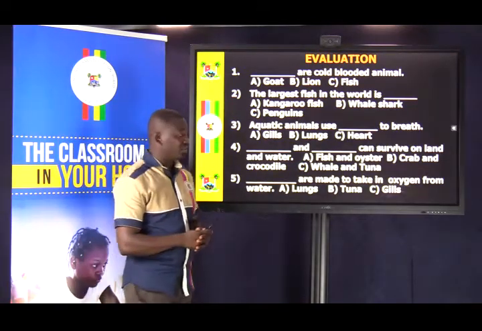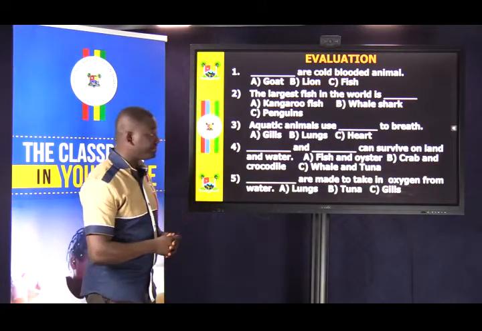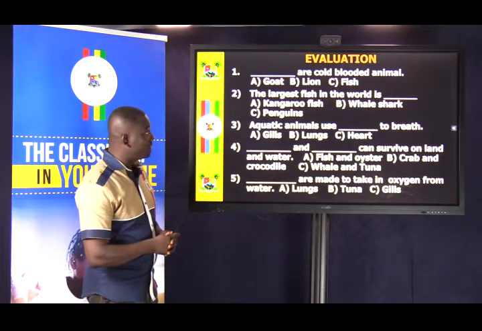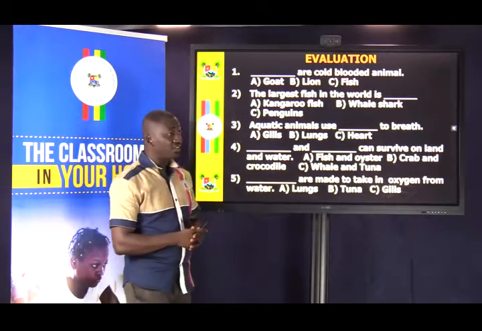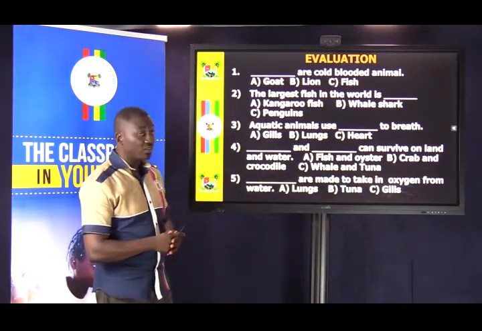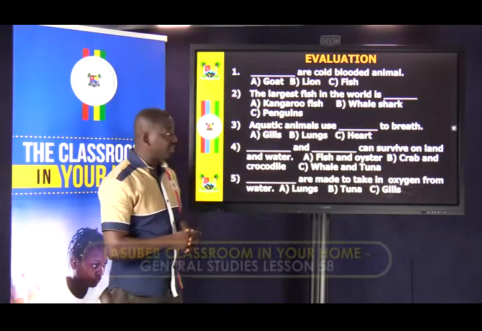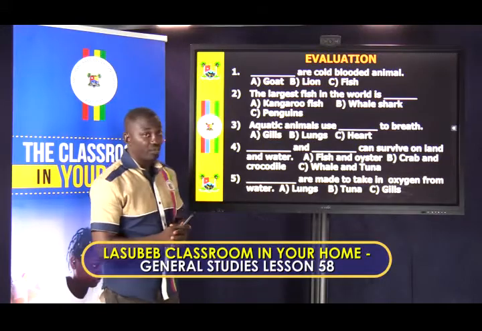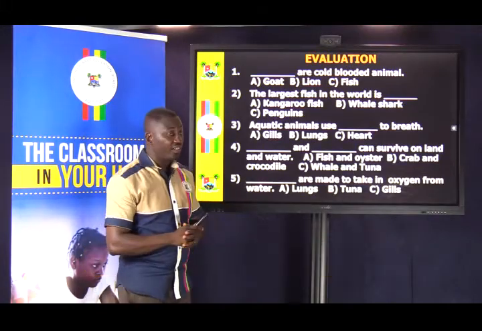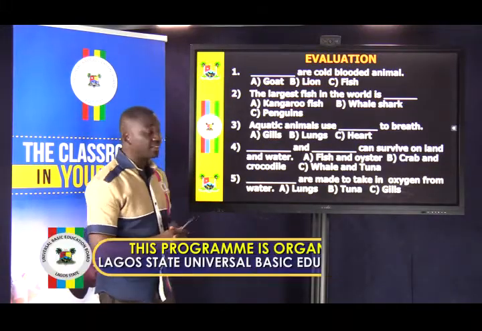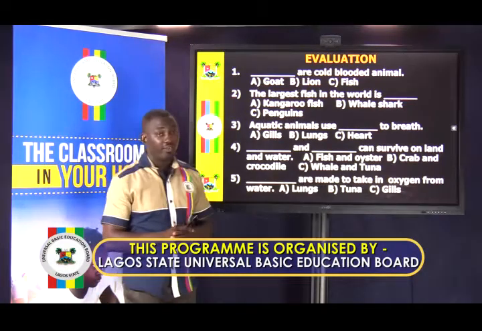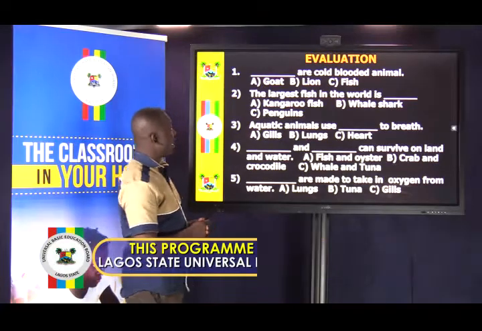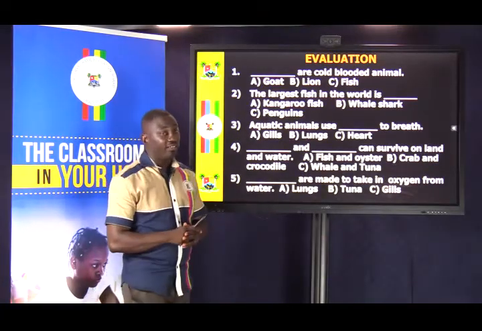Lungs, tuna, gills. Okay? All right, I want you to check your work, cross-check your work, ensure that all your answers, all the words are correctly spelled. Dot your I's and cross your T's before I give you the correct ones. Let me give you 3 more seconds for you to do that. 1, 2, 3. All right, you can put down your pen.